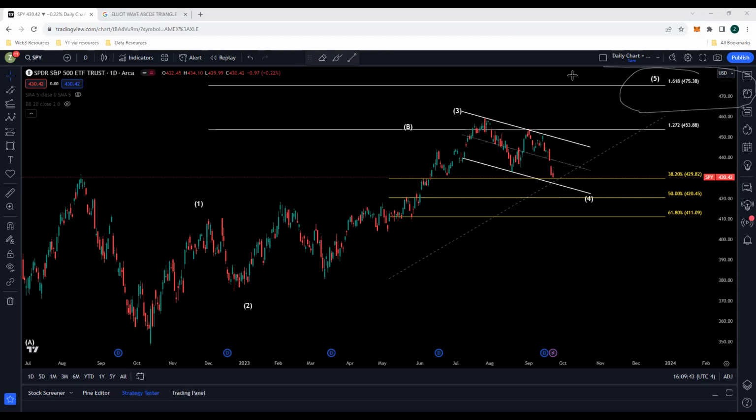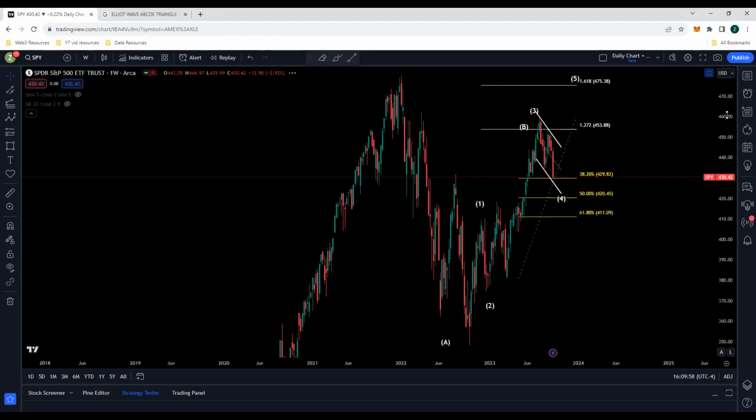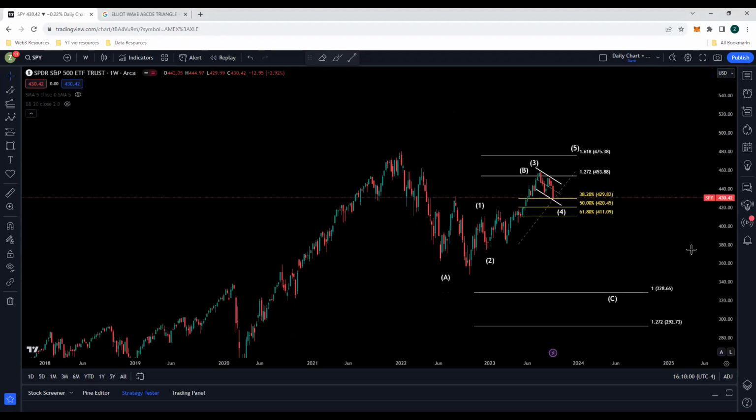That's really what I'm looking at right now, and what I'm paying a lot of attention to is trying to figure out when this wave 4 is going to end. Now, for you bears out there, if we go to a weekly time frame, there's a really bearish scenario out here that's completely possible.